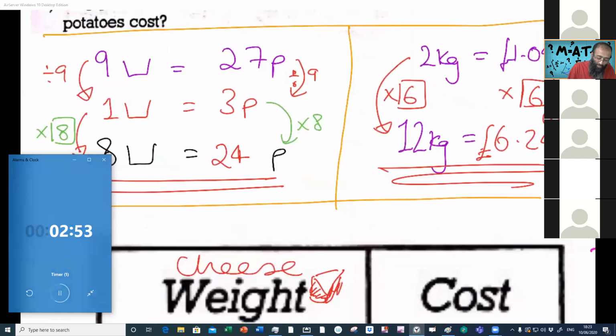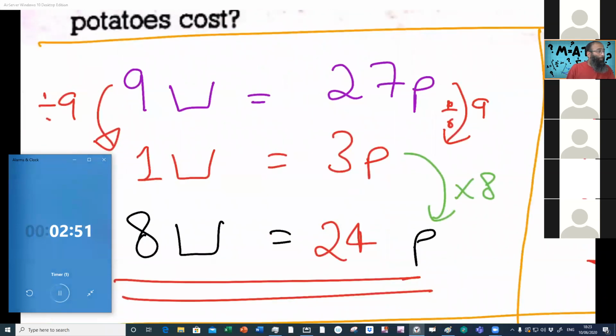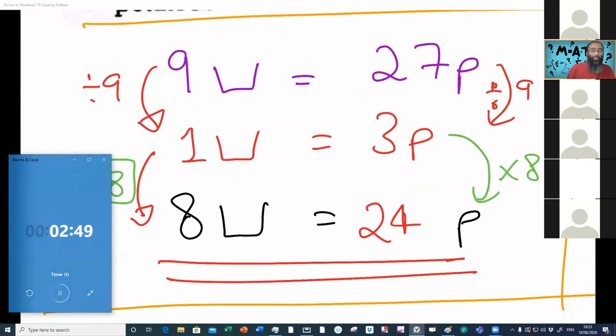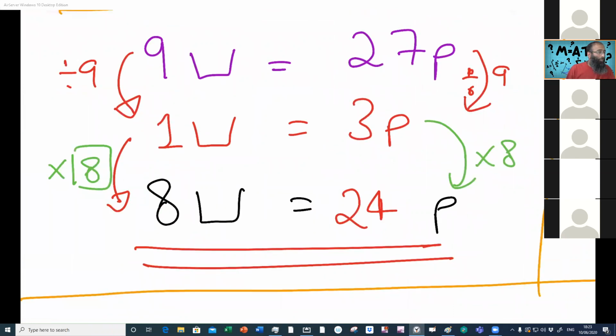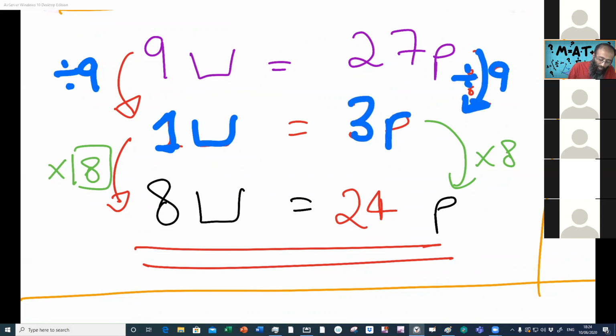So let's look at this question here. We have 9 paper cups and they cost 27 pence. We need to work out the cost of 8 paper cups. 9 doesn't go to 8 directly, so we'll work out the cost of 1 first. We have to divide by 9. What we do on the left-hand side, we have to do on the right-hand side. That gives us the cost of 1 paper cup, which is 3 pence.